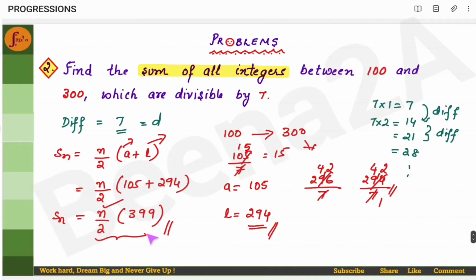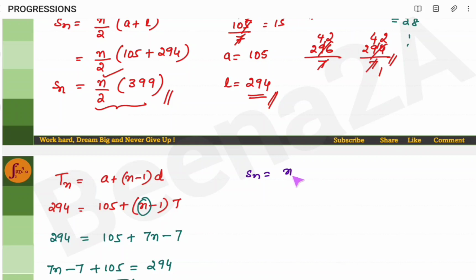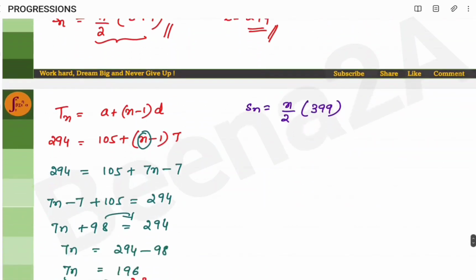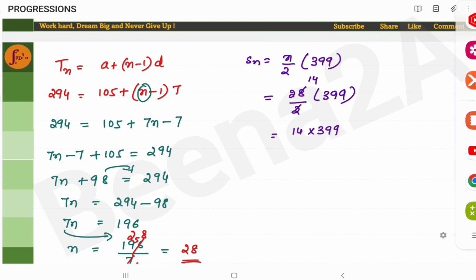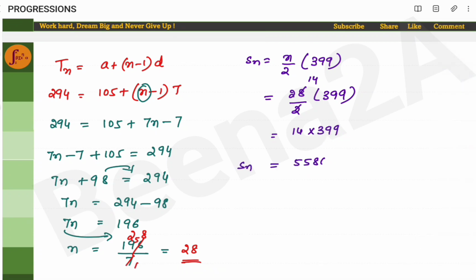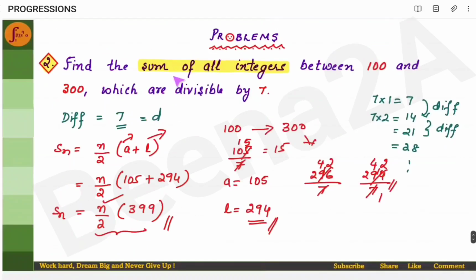Let's substitute n here now. So Sn is n by 2 into 399. I'm just copying this here. Now I'll put n as 28. 28 by 2 into 399, which is 14 into 399. What is 14 into 399? 5586. So the sum of all the terms is 5586 and the number of terms is 28. So we have found the sum of all the numbers between 100 and 300 which are divisible by 7.